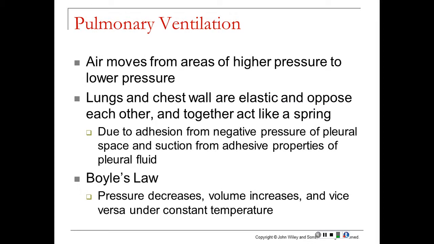Pulmonary ventilation is when the air moves from areas of high pressure to areas of low pressure. So in order to do this, the lungs have to create an area of low pressure. The lungs and the chest wall are very elastic, and they oppose each other, so they're going to act like a spring. There's special adhesion from negative pressure of the pleural space, as well as suction properties of that pleural fluid. Boyle's law is going to play a role here. Basically what this says is as the pressure decreases, the volume is going to increase, and vice versa, as long as there's a constant temperature.